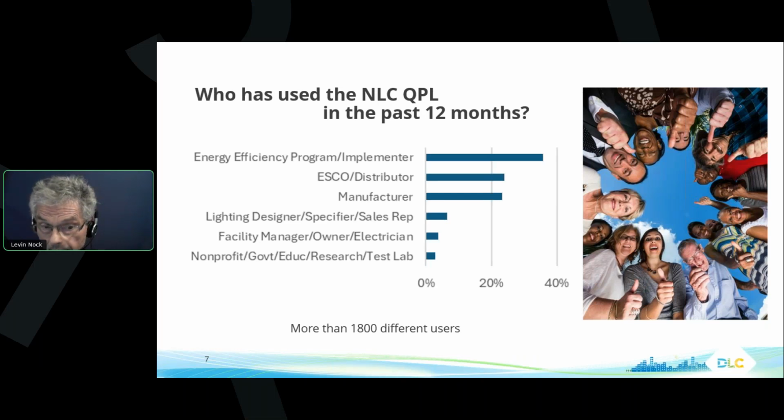Over the past 12 months, more than 1,800 different people have used the NLC QPL to verify products for incentives, to research NLC products, and to choose NLC products to use in lighting projects. In the top row of this chart, the biggest group worked at incentive programs, followed by the second row of ESCOs and distributors, who would both verify incentives and also choose products.